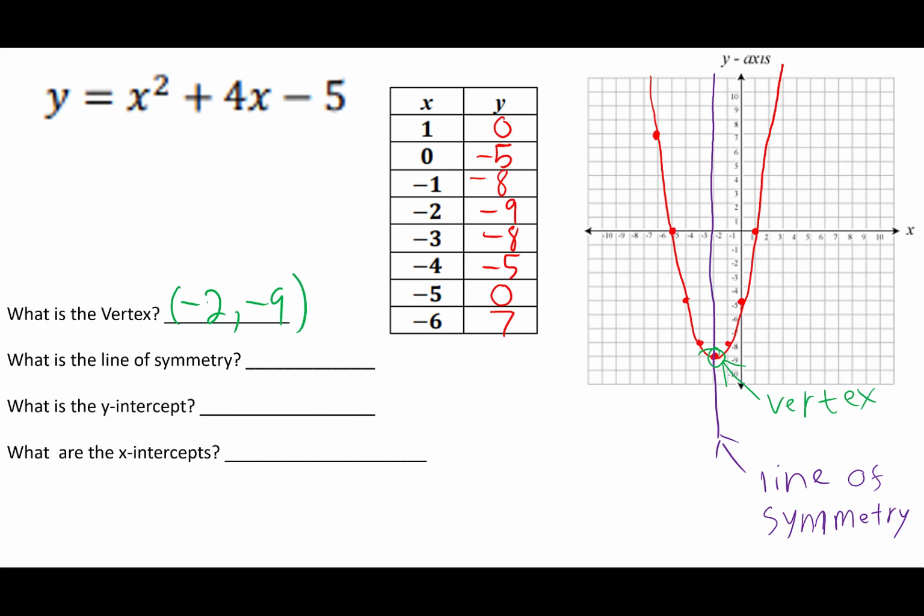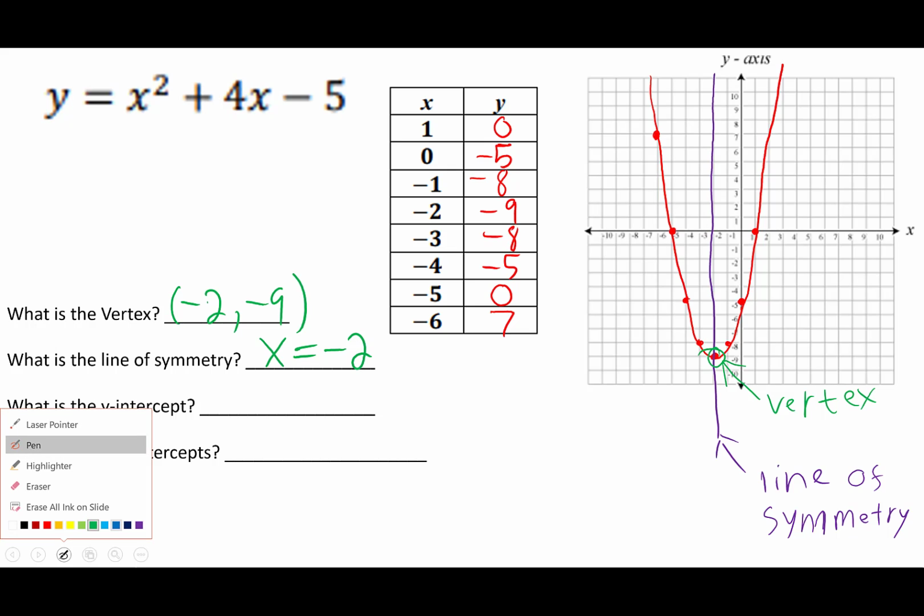The line of symmetry is that line, so it's always going to be an x equals because it's a vertical line, and it's always going to be the x value. That's why it's x equals. Okay, so remember a y-intercept is where we cross the y-axis, which the only place I cross here is at 0, -5.